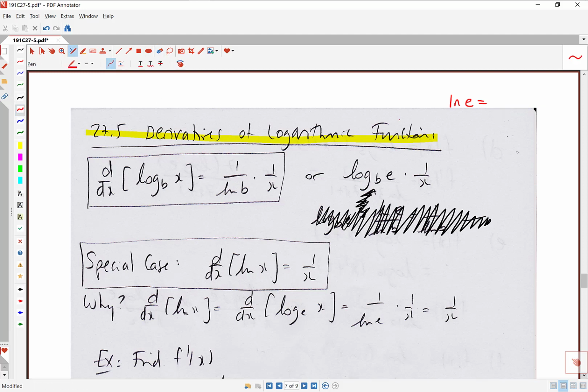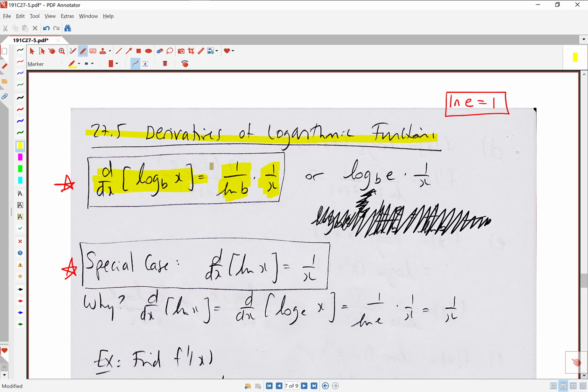Okay, so ln of e is 1, and that's important enough that I'm going to keep that written up at the top of the screen here while we look at our formulas. So there are 2 formulas for this section. Let's start with the first one. So first formula is, what is the derivative of log base b of x? So the derivative is 1 over ln b times 1 over x.